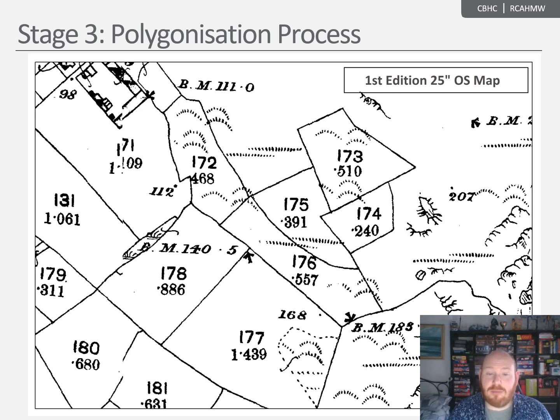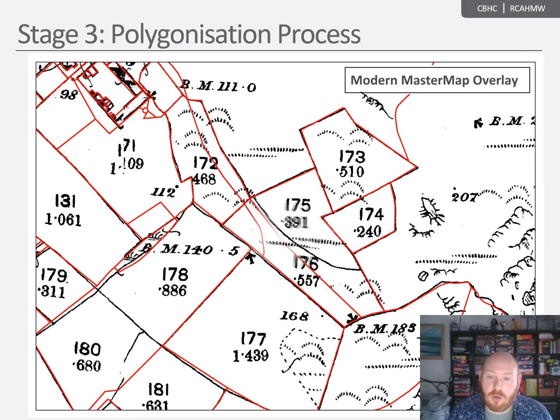So to give you an example of how we do this digitization process, you can see we've got a first edition OS map sheet on screen. We overlay the modern master map polygons. So these red lines basically are polygons, and you can see that they overlay relatively well with the historic map underneath, showing that there hasn't really been that much change between when it was surveyed in the 1800s to the modern day. But you can see there are areas where things have changed.